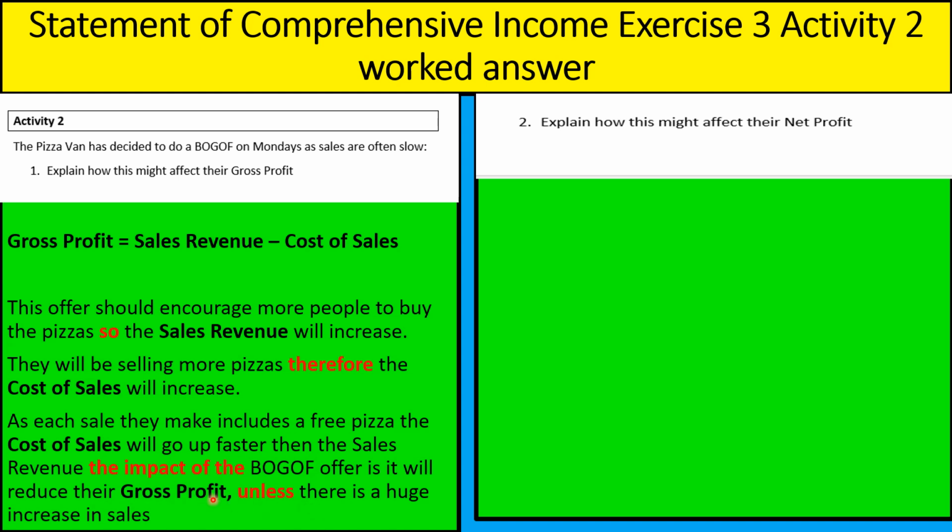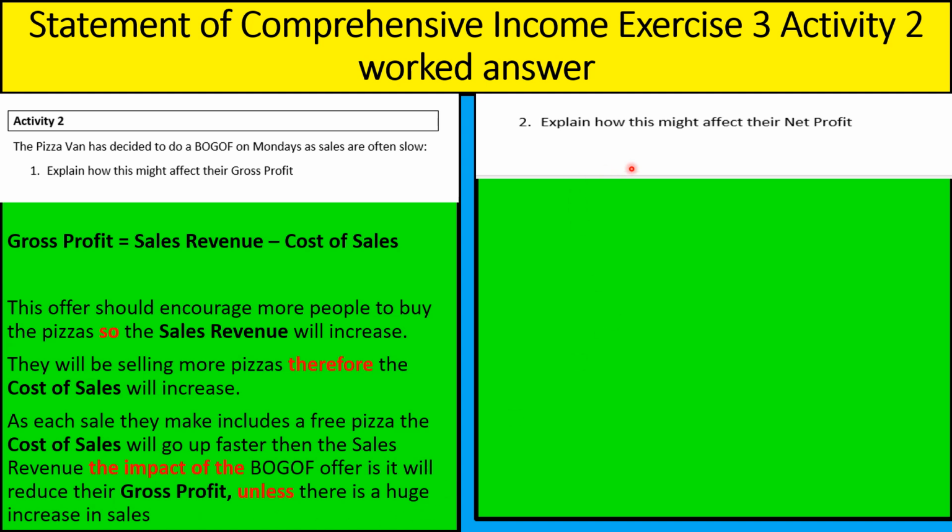However, or unless, my other connective, there is a huge increase in sales. So pretty much, if the BOGOF offer increases sales revenue ever such a lot, even though cost of sales might go up, it will still result in a higher gross profit. We don't know, but we need to be aware that it will affect it in one way or another.